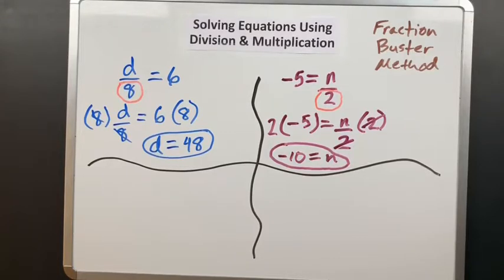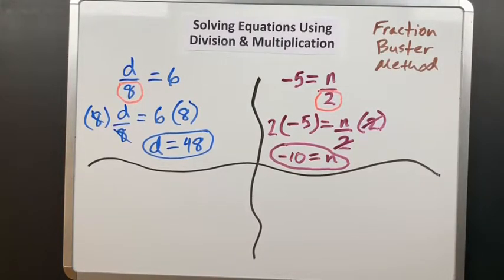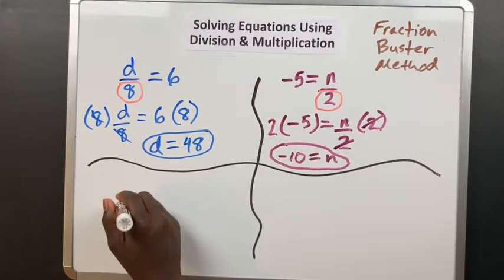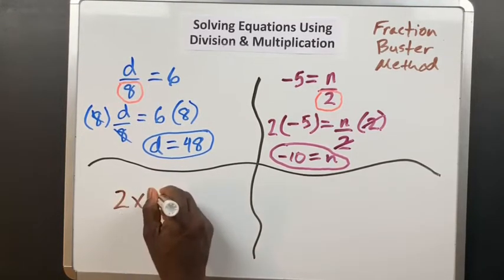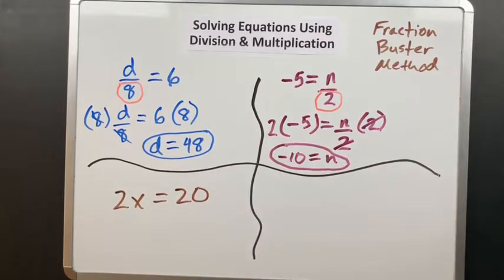All right, let's say we have a problem like this. Basic problem. 2 times x equals 20. Now, we need to isolate the variable x and get rid of the 2. In this case, it says 2 times x. What's the opposite of multiplying x by 2? Dividing x by 2. So that means we're going to use what is called the division property of equality.